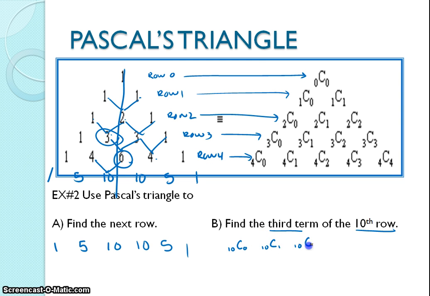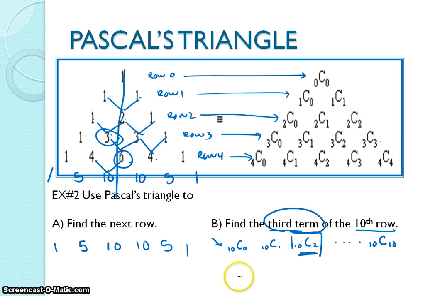The next term would be 10 choose 2. And you would fill out the 10th row all the way until you got to 10 choose 10, right? All of these was 1 choose 1, 2 choose 2, 3 choose 3, 4 choose 4, all the way out to 10 choose 10. Well, we want to find the third term of the 10th row, so this is the 10th row, and this would be the third term.